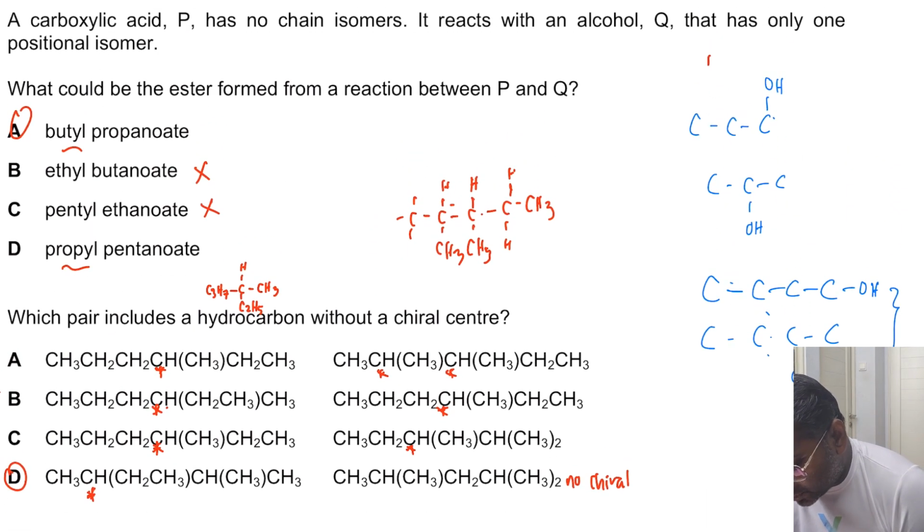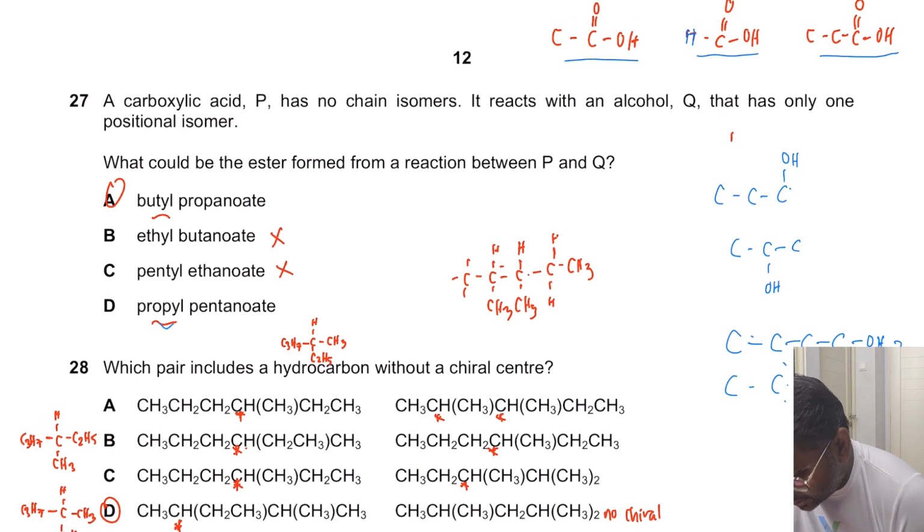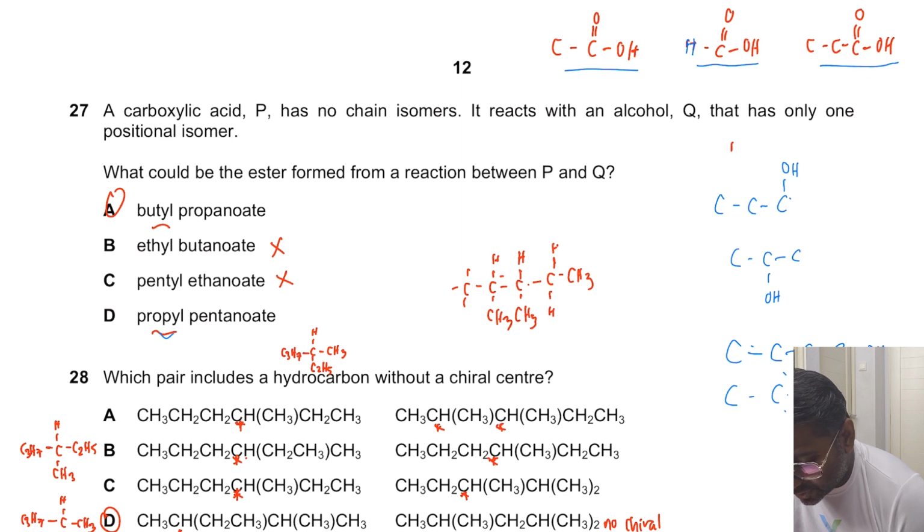So what could be the ester formed between P and Q? For the ester that can be formed, you see the alcohol will give you the yl. So it can be either propyl, possible propyl, and then propyl pentanoate. Pentanoate is wrong, because we must have either 1, 2, or 3 carbons, maximum propanoate. So this one is definitely not the answer.